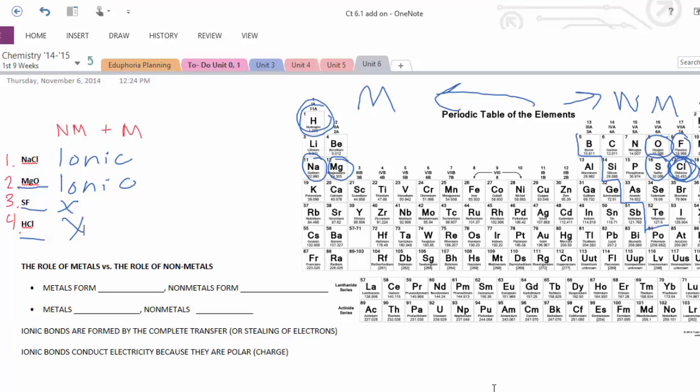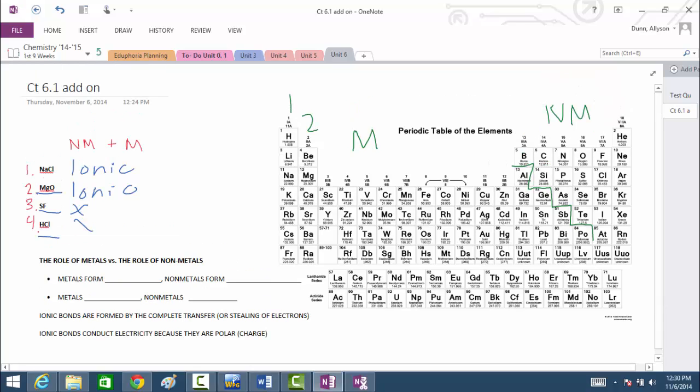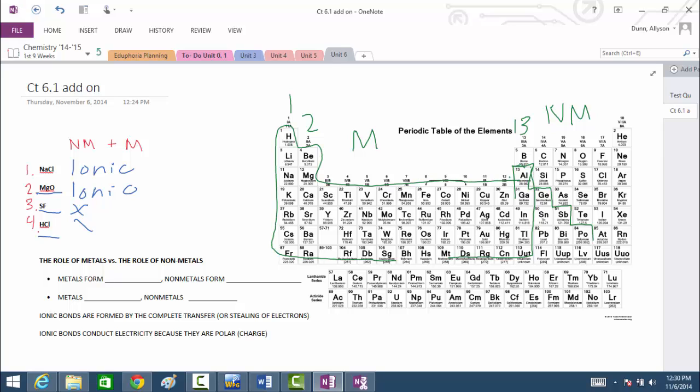Let's talk about the role of metals and nonmetals inside of an ionic bond. Okay, we know that the metals are groups 1, 2, and 13. Most of group 13 is a metal, right? Because most of group 13 is to the left of the staircase line. So these are your metals, okay? And we know groups 1, 2, and 13 all give away electrons, right? Group 1 has a positive 1 charge, group 2 has a positive 2, and group 13 has a positive 3 charge because they give away electrons.